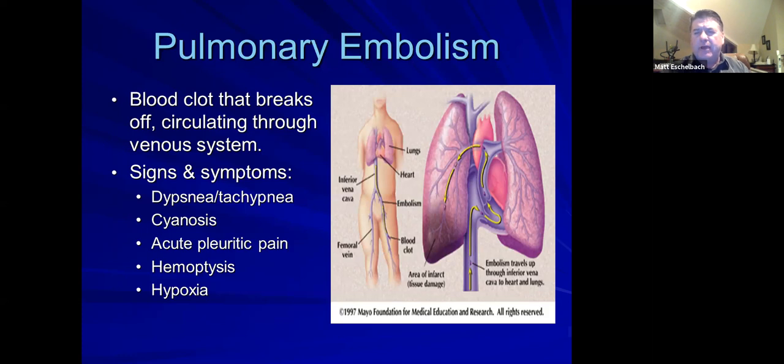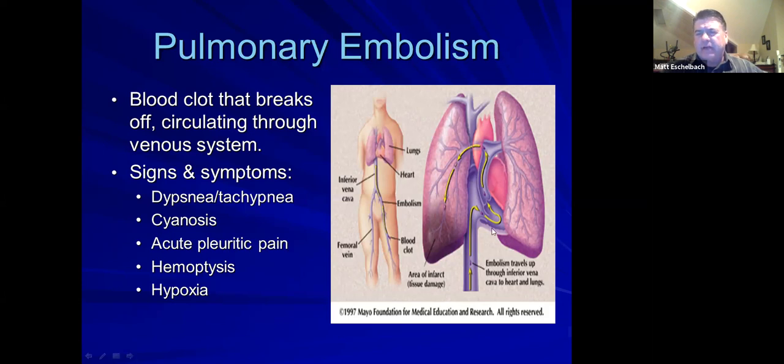Usually with the shortness of breath, you get fast, rapid breathing. These people can get cyanotic. They usually have saturations below 90%. There's chest pain involved. They can sometimes spit up blood, which is not that common, but it can happen. And they get hypoxia. Their oxygen drops below 90, into the 88 to 85 range.